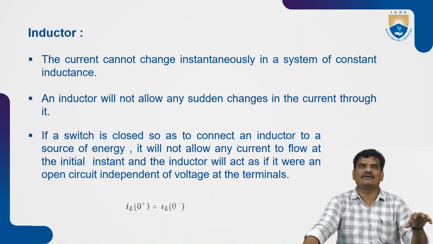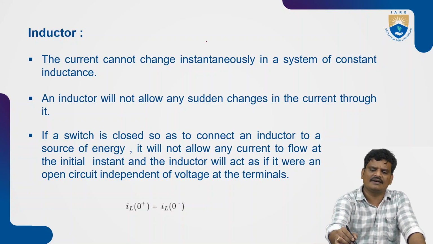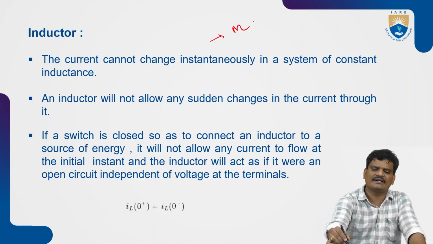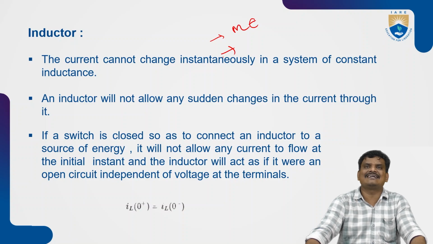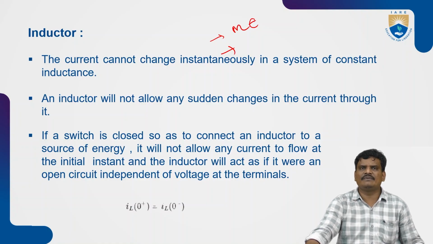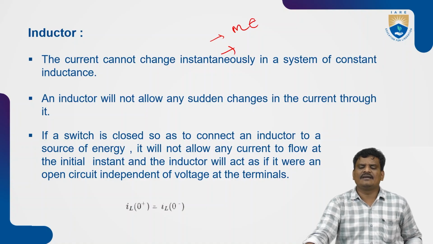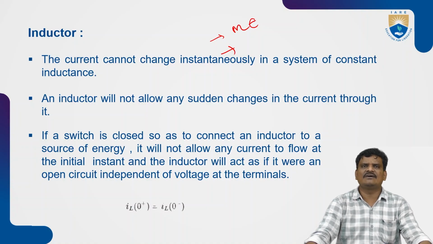Before studying the behavior of an inductor under a transient state, you first need to know the properties of an inductor. What is the general property of an inductor? It stores energy in the form of a magnetic field, and it opposes sudden changes in the value of the current. So these are the properties of an inductor: it stores energy in the form of a magnetic field, and it opposes sudden changes in the value of the current.